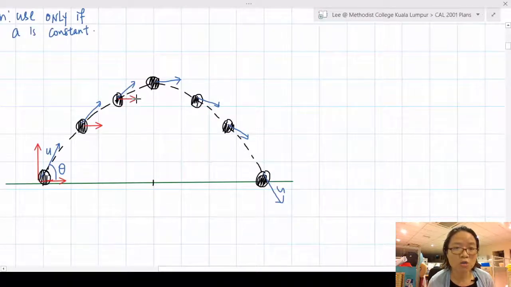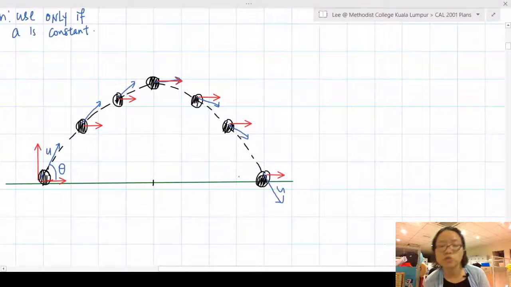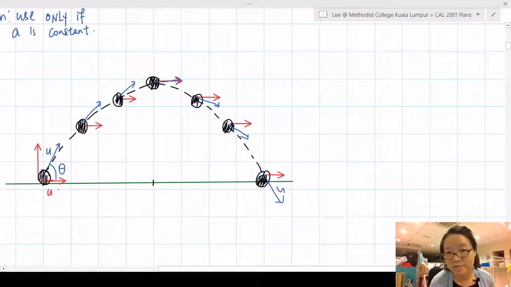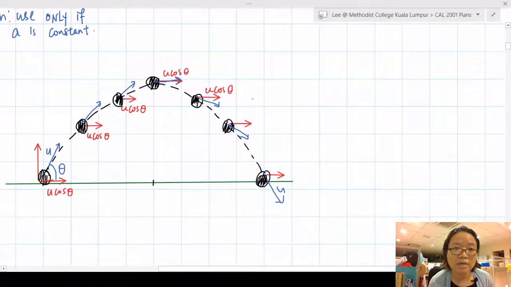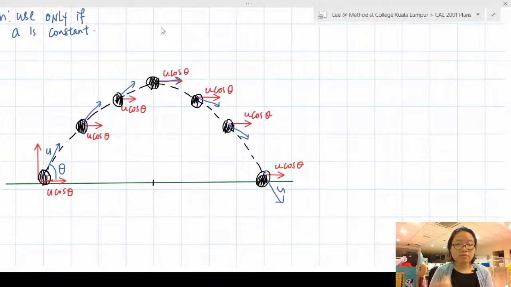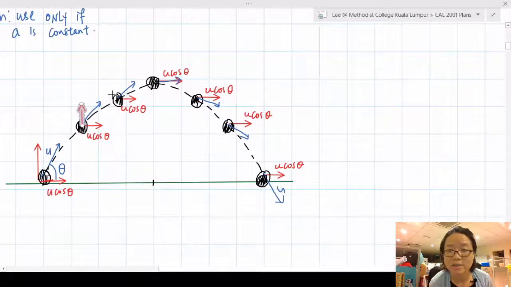But if you check, the horizontal component is always the same, never changes. Why? Because there is no force pushing or pulling unless you have air resistance. We assume there's none. There's no force pushing or pulling the ball left or right. So it will always be u cos theta. No horizontal forces, so no horizontal acceleration.